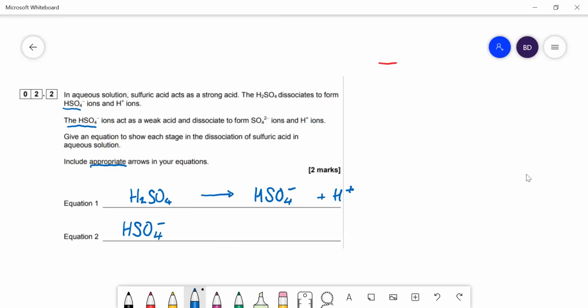Equation 2. HSO4 minus, that's reversible because it's only a weak acid. It gives the sulfate ion and another proton.